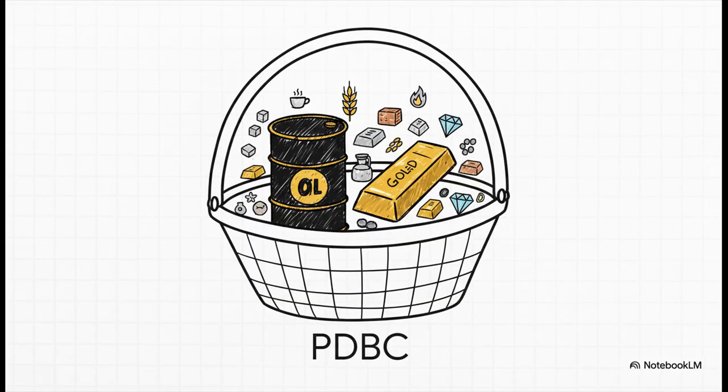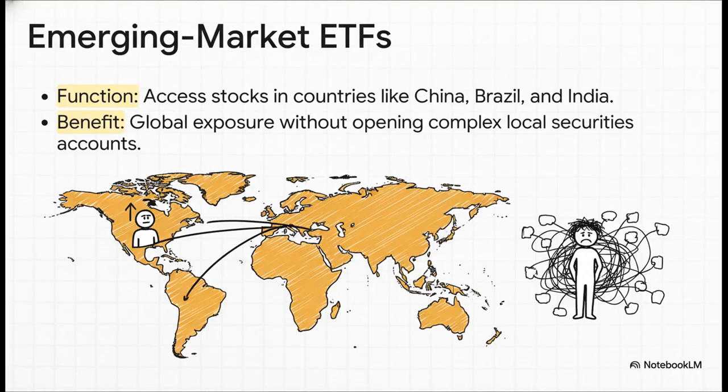A good example of a diversified commodity fund is PDBC. It doesn't just track one thing. It actually tracks 14 different commodity futures. So you get broad exposure to the whole asset class, with its biggest positions being in things like crude oil and gold.